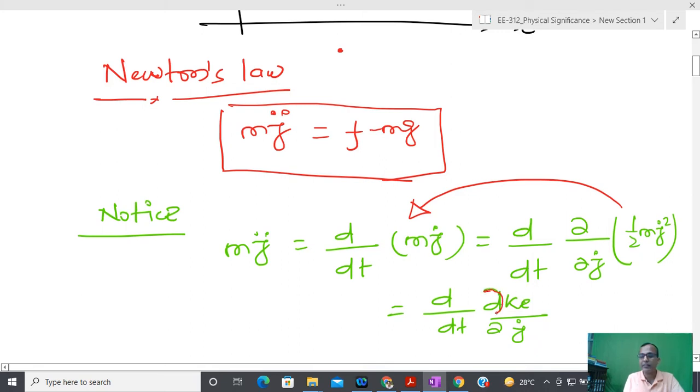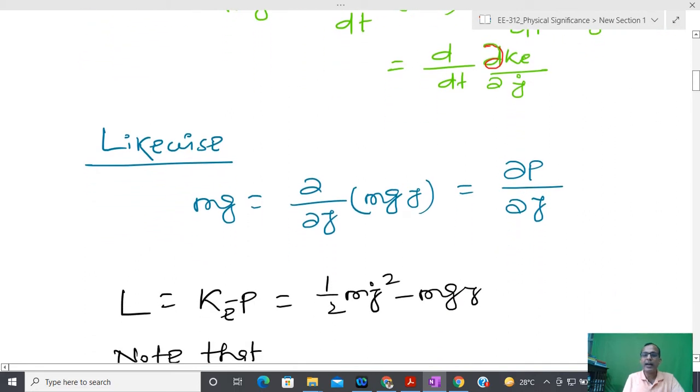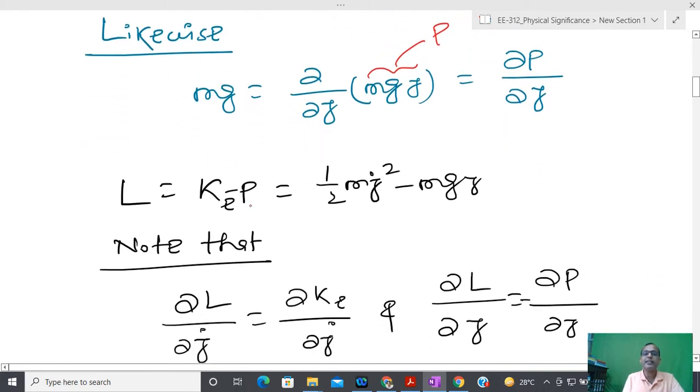Now I am going to give some name to this, and we are all well aware that it is nothing but the kinetic energy of the system. I have used the notation Ke for kinetic energy. Likewise, I can also write mg, which is the gravitational force, as dou by dou y of mgy. I can give the name potential energy to this. After that, I define L as kinetic energy minus potential energy, so I can write L as half m y dot square minus mgy.